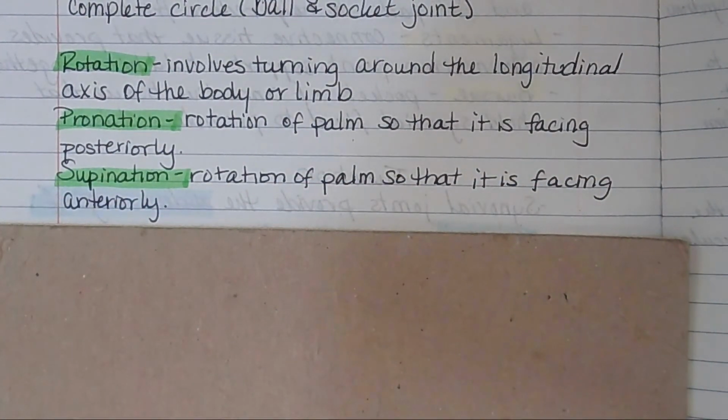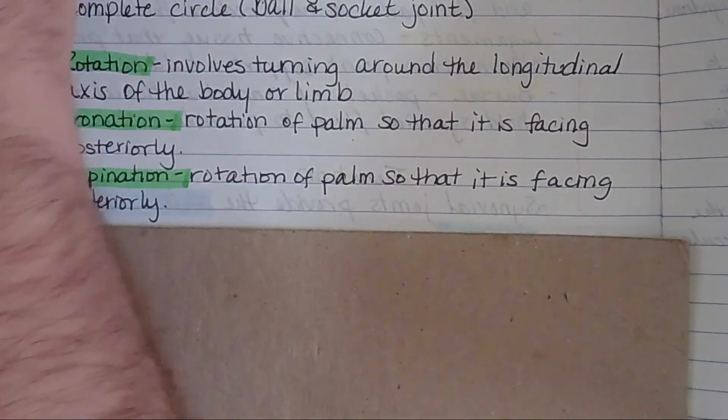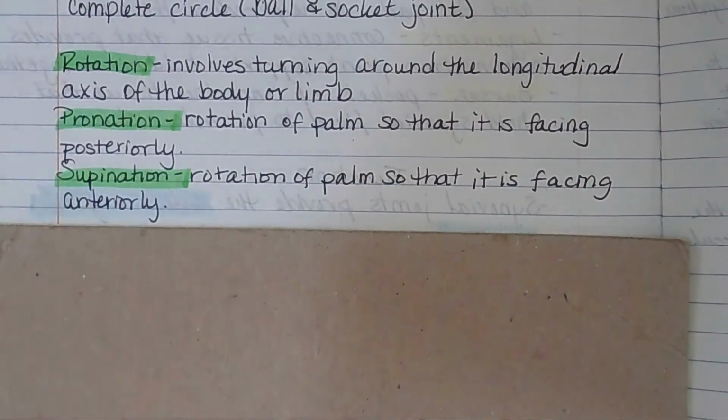Okay, so these are all going to be at rotational joints. The examples that we're going to get here are what's going to happen in your neck. If you're looking left, looking right, that's rotation. Again, you're turning along that particular part of your body. So it involves you turning your head around that longitudinal axis. So looking left, looking right, or your atlas and axis, those are going to be rotations.